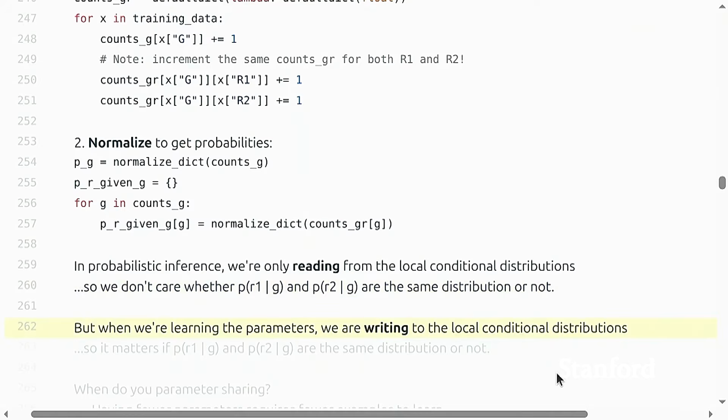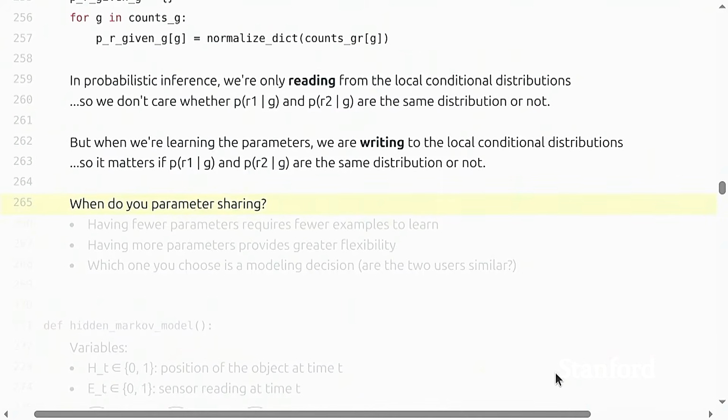But when you're learning the parameters, what we're doing is writing to the local conditional distributions. So it does matter in this case whether they're the same or not, because when you're writing to something, it's like in programming, right? When you pass an object by reference or by value, it matters. Because if you're passing it by reference, then mutations here can cause mutations there. It's the same idea. Okay, and then to the earlier point, when do you do parameter sharing?